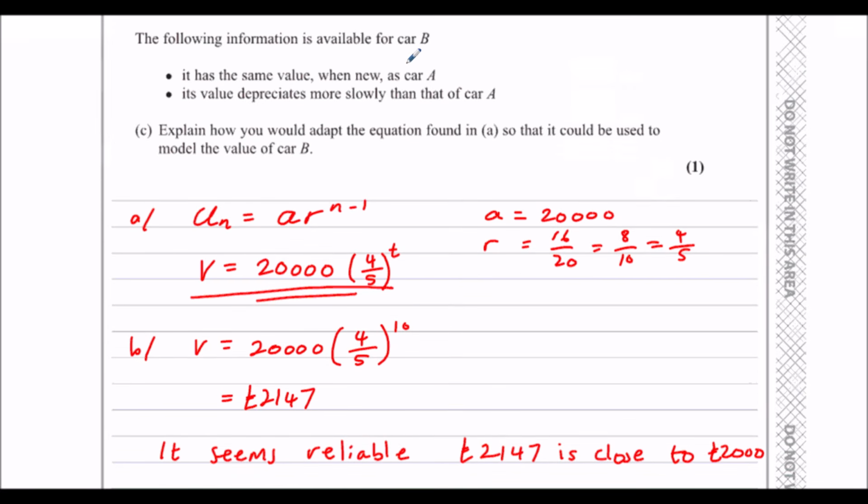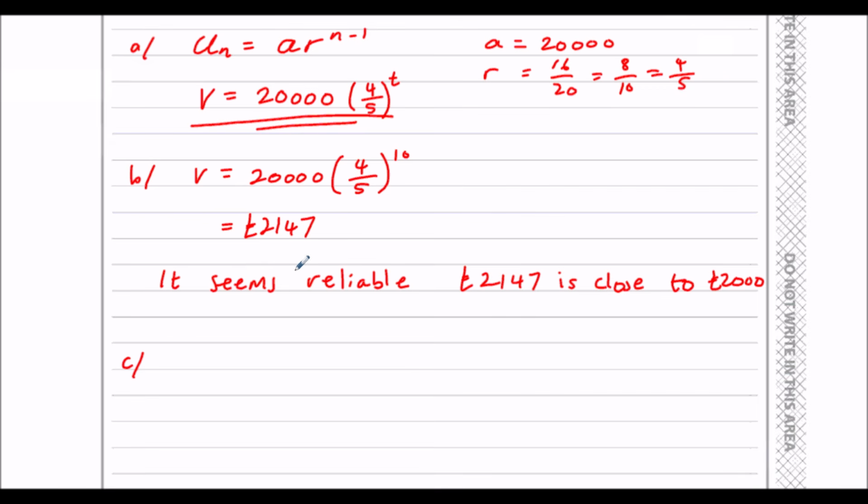And we've got a different car, car B, for part C. It's got the same value when new. So A is still 20,000. Its value depreciates more slowly, so it goes down slower. Explain how you would adapt the equation so that it could be used for car B. So how would we adapt this? Well, the 4/5 would have to be bigger, so closer to 1.